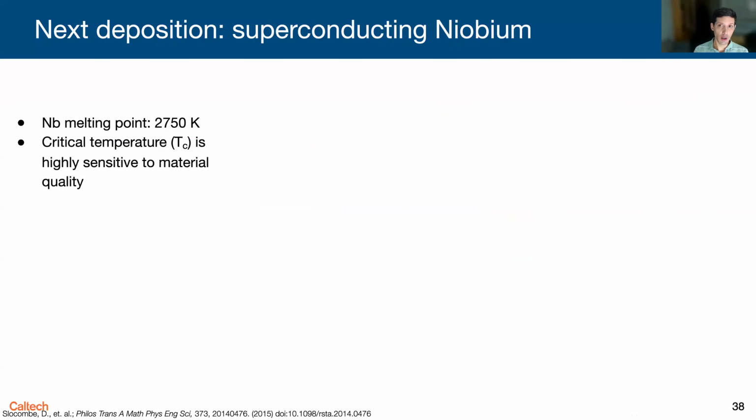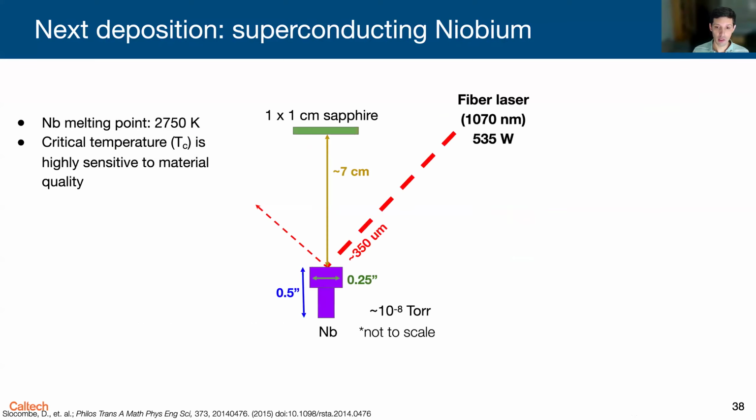But now I want to go on to niobium, because we don't need TLE to deposit nickel. What we do need, though, is TLE for niobium, or at least it's quite helpful to have it. Its melting point is 2750 Kelvin, and in addition, its critical temperature for superconductivity is very sensitive to material quality. So this will be a very good test of our setup.